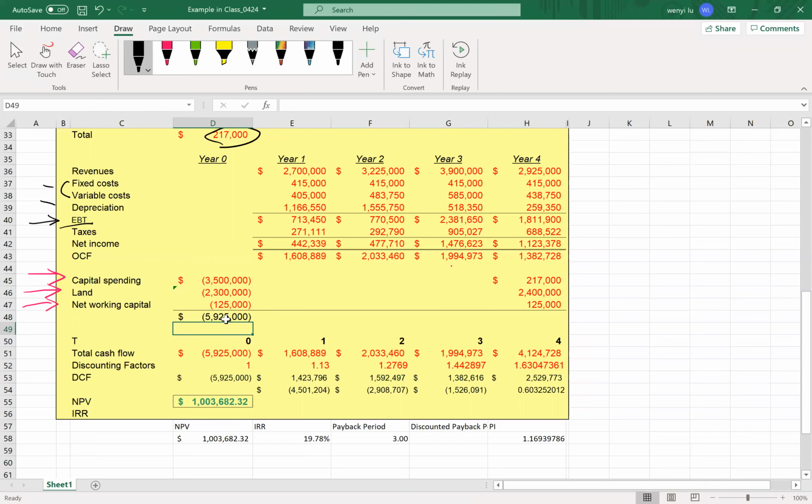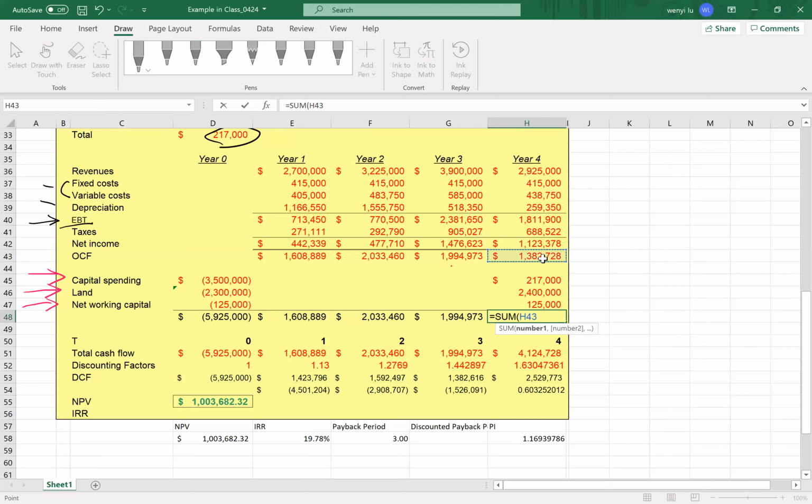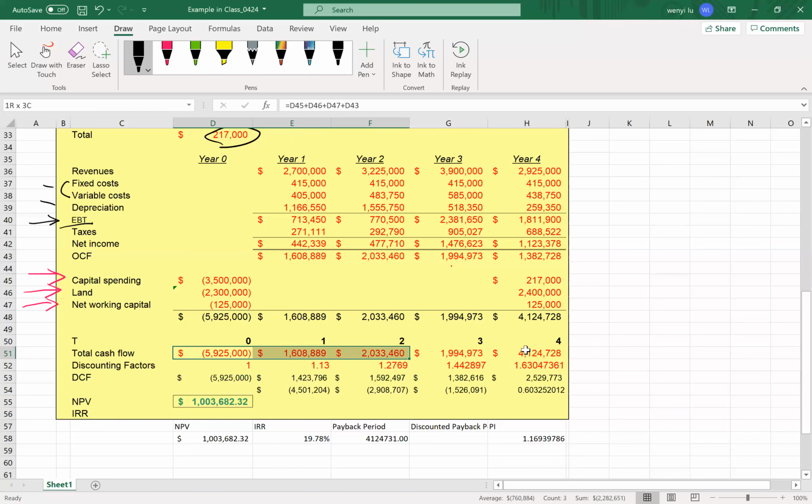So that's time 0's cash flows, $592,500. Time 1's cash flows is equal to operating cash flows, same for the second and third year. For time 4's cash flows, you need to add all these numbers up, including operating cash flows and also the release of the land, working capital, and salvage value after tax. So the total will be 4,124,728.